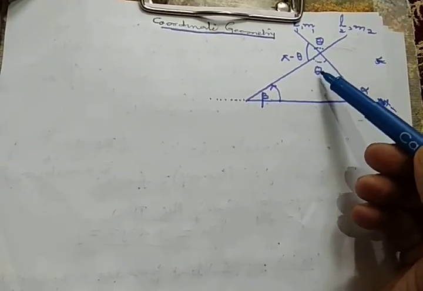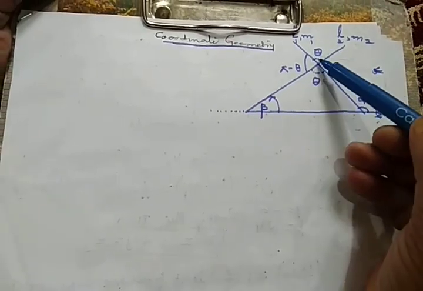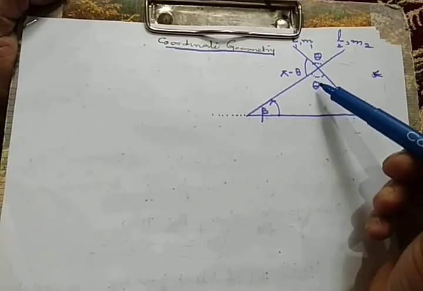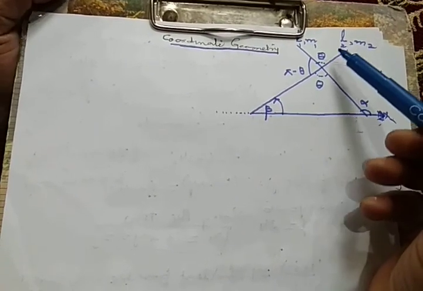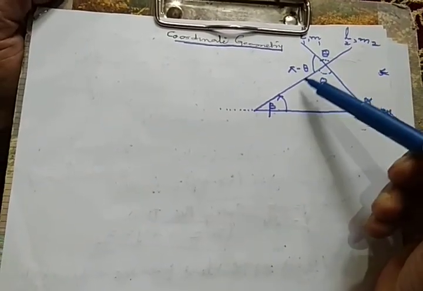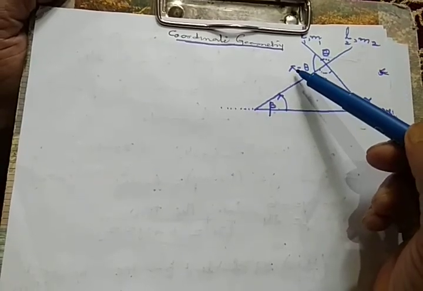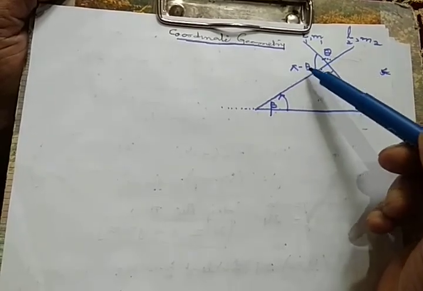Let theta be the angle between the two lines. If this is the theta angle, then the opposite angle will also be theta, because these are vertically opposite angles. Moreover, the other angle between L1 and L2 will be pi minus theta, because the sum of the angles on a straight line is 180 degrees or pi. So one angle is theta, and another angle is pi minus theta.